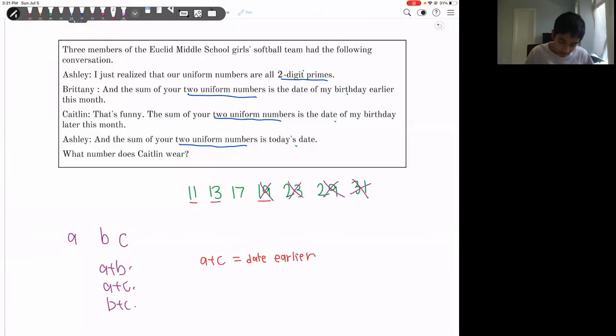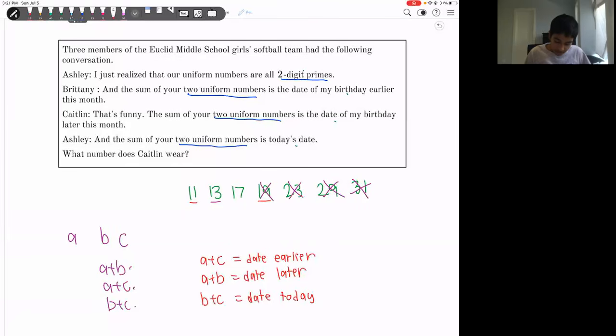And Caitlin says that the sum of your two uniform numbers, or A plus B, is the date later this month. And Ashley says the sum of Brittany's and Caitlin's numbers is equal to the date today. Okay, so we're given these three conditions.